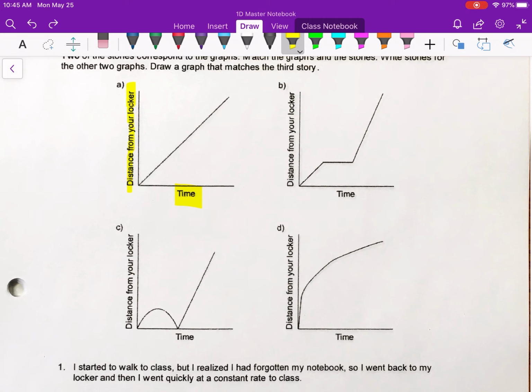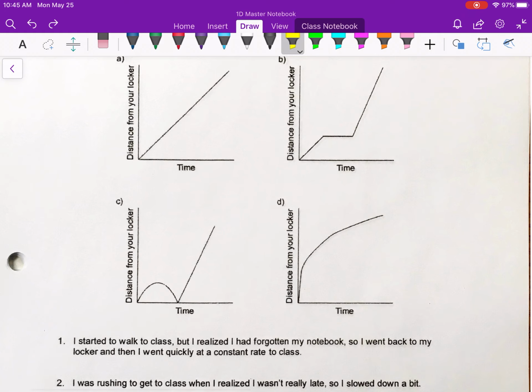Well, what is this first one showing? It's showing that someone has started from their locker and then walked at a constant distance away from their locker. In this graph, they're never coming back. They just keep walking away from their locker. So that doesn't match up with our first story.